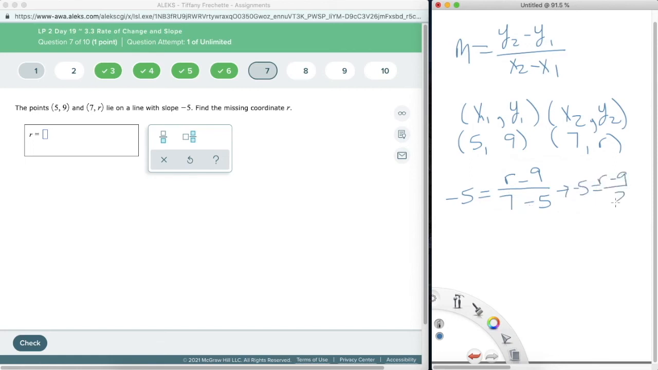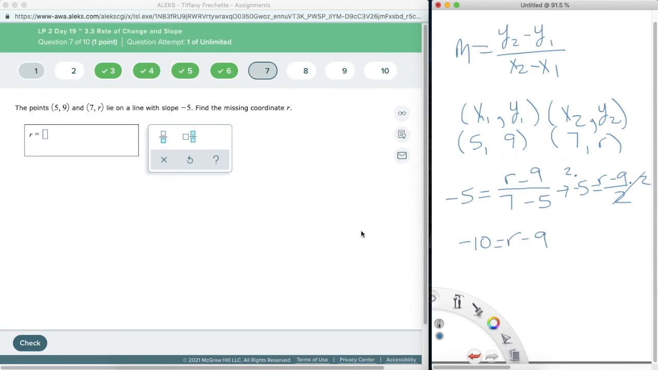And when the entire side is being divided by a number, I want to multiply by that number so that I can get rid of the fraction issue here. So 2 times -5 is -10. And then 2 divided by 2 on this side cancels out, so I just have R minus 9. That's why we want to multiply by whatever that denominator is on both sides, because it eliminates the fraction on the side that it's on.